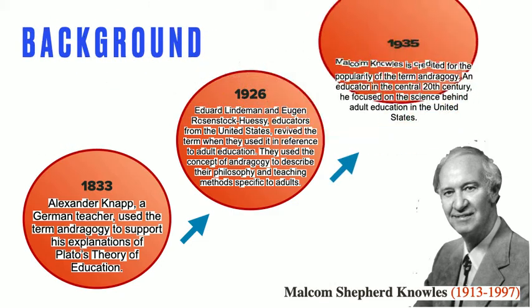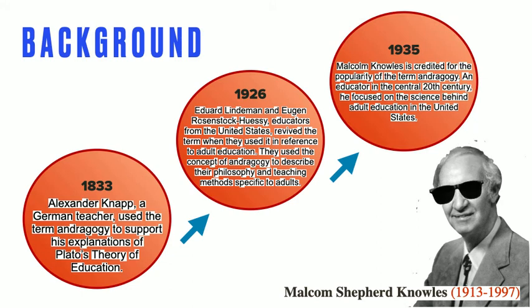In 1935, Malcolm Knowles is credited for the popularity of the term andragogy. He is an educator in the mid 20th century who focused on the science behind adult education in the United States. According to Mark K. Smith, in the 1950s, Malcolm was the executive director of the Adult Education Association of the United States of America. He wrote the first major accounts of informal adult education and the history of adult education in the United States.